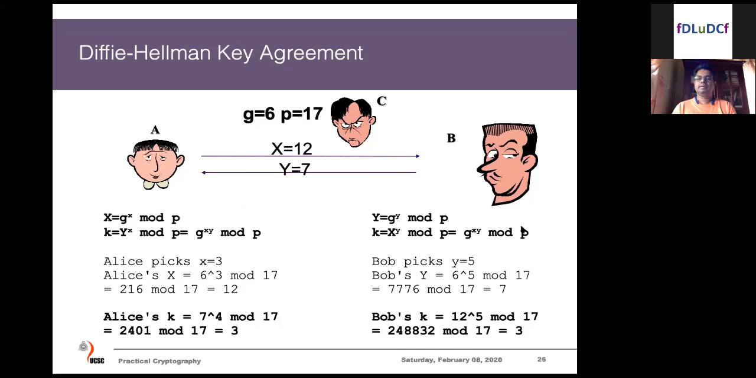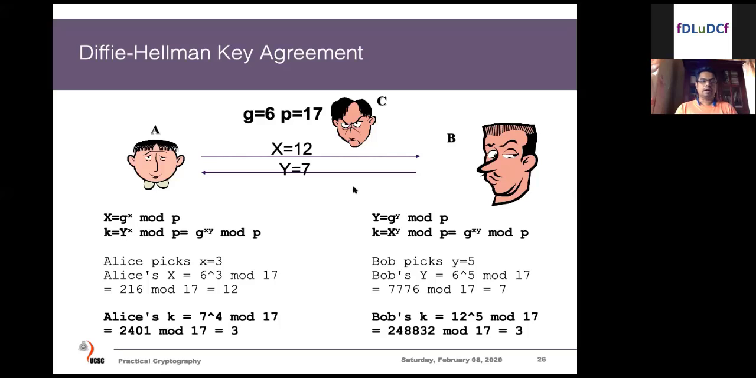The information B knows is his private key, that is 5, his public key, that is 17, and Alice's public key, 12. So only B knows this information. Using that information, Diffie-Hellman shows these two parties can independently create the key. How do they create the key? The algorithm to create the key looks like this.